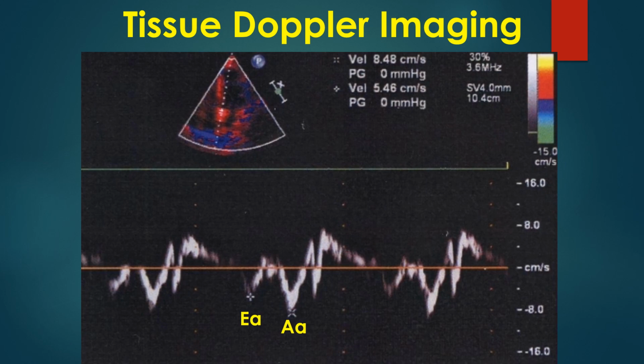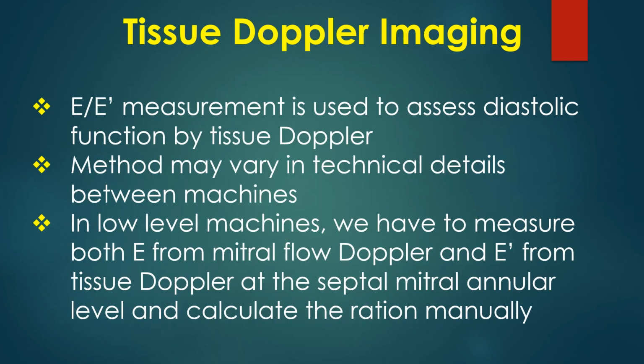EA is also called E prime to differentiate from mitral inflow velocity. A in EA stands for annulus. EM is used to indicate myocardial. E by E prime measurement is used to assess diastolic function by tissue Doppler. Method may vary in technical details between machines.